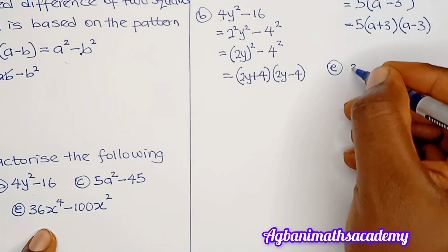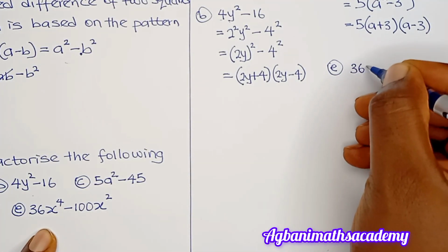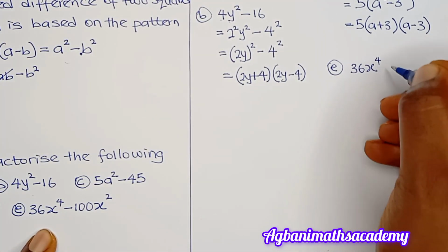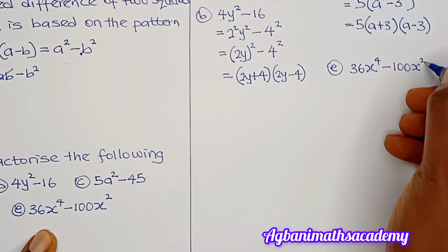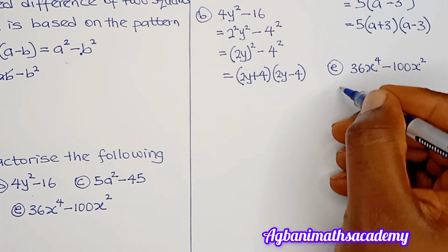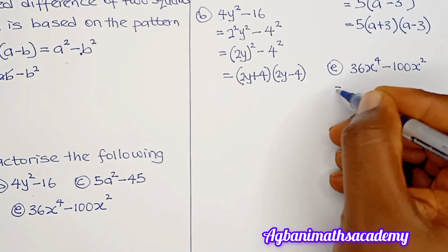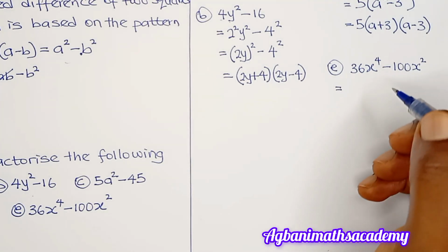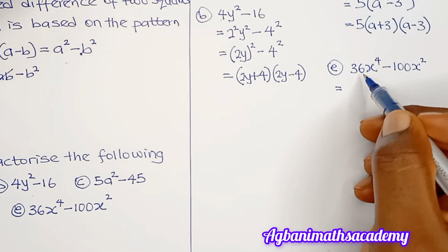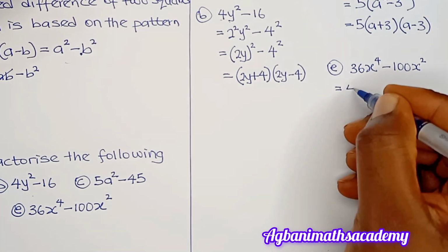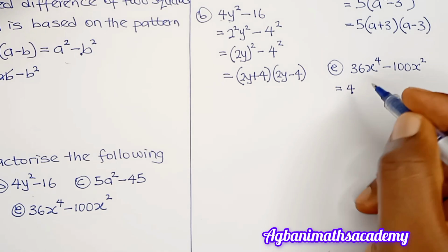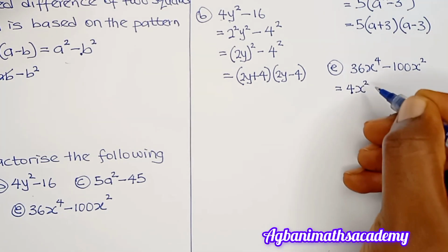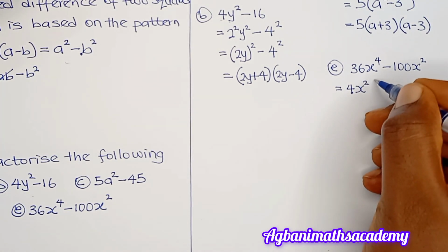So E is 36x to the fourth power minus 100x to the second power. So let's factorize. Is there anything that is common between these two? Yes, 4 can divide both 36 and 100. So we write it out. And then we have x to the fourth power and x squared. What is common? x squared is common. And we bring it outside the bracket.